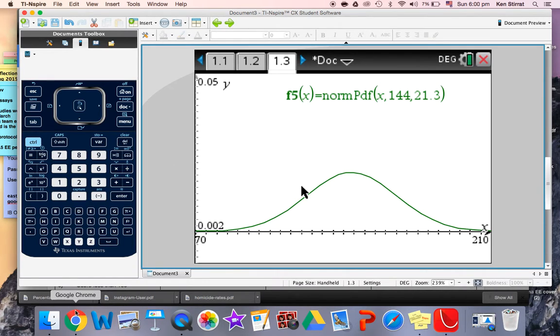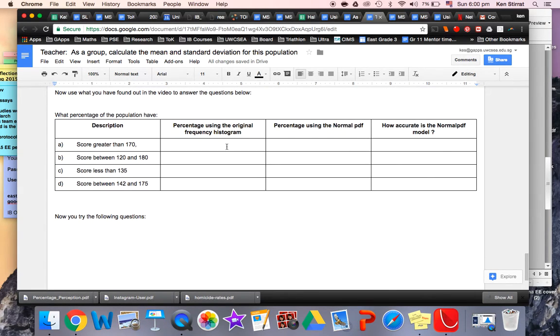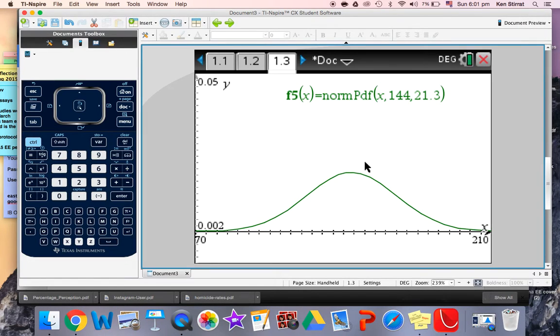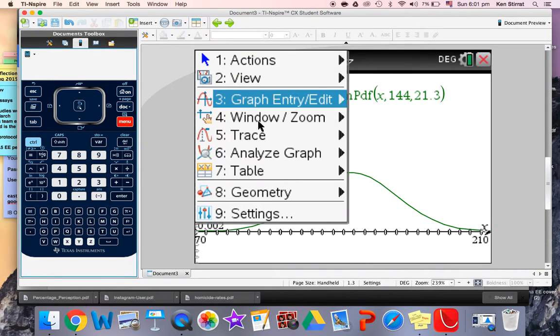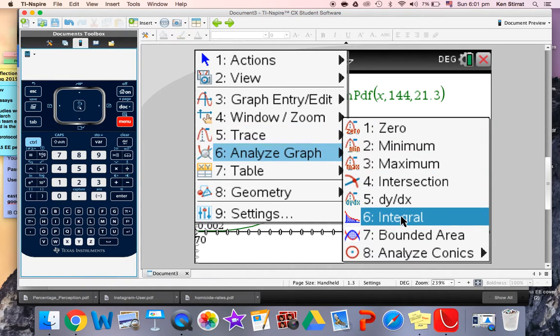So if we go back to one of the questions we wanted to ask: what percentage of the population have a score greater than 170? I'm going to fill in this point here, the percentage using the normal PDF. So using our model, let's have a look. Greater than 170. Go back to TI Inspire. On here I'm going to do menu, analyse the graph, and find the integral. Integral is a fancy word for find the area under the graph.